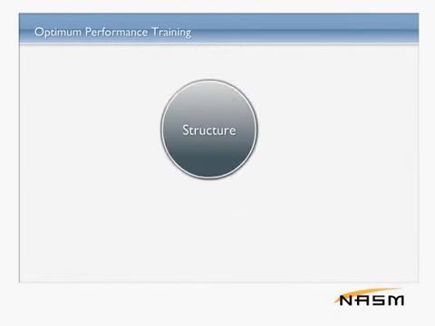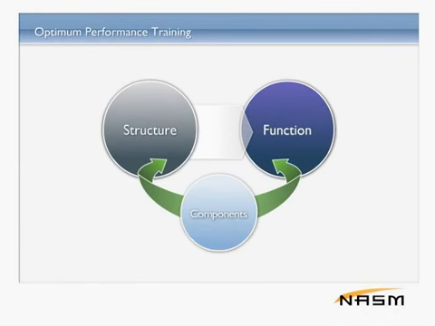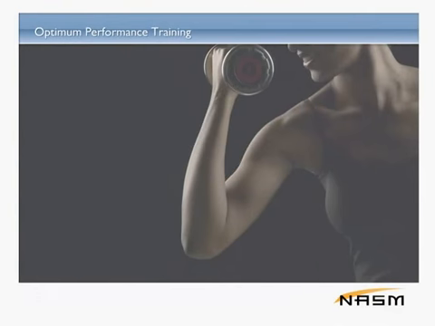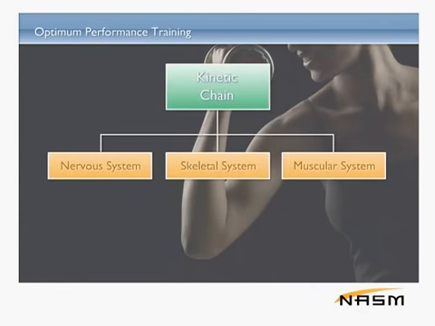Structure allows for and provides the basis of function. Therefore, the components that make up a structure have a drastic influence on how that structure ultimately functions. In the human body, the components that make up the human movement system include the nervous system, the skeletal system, and the muscular system. Together, these components are known as the kinetic chain and are responsible for human movement.